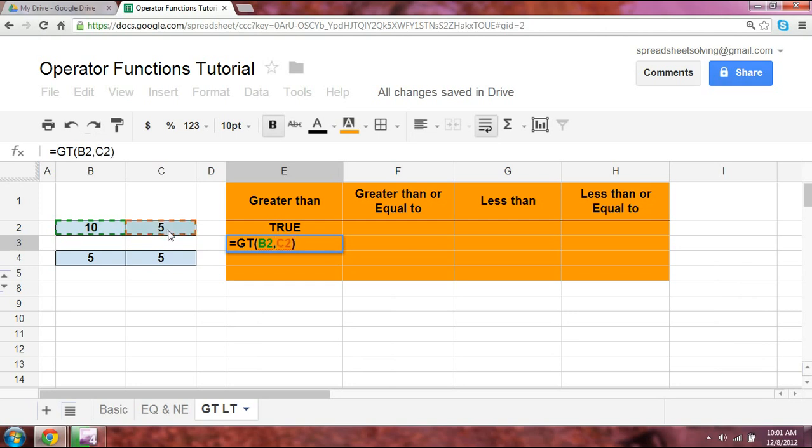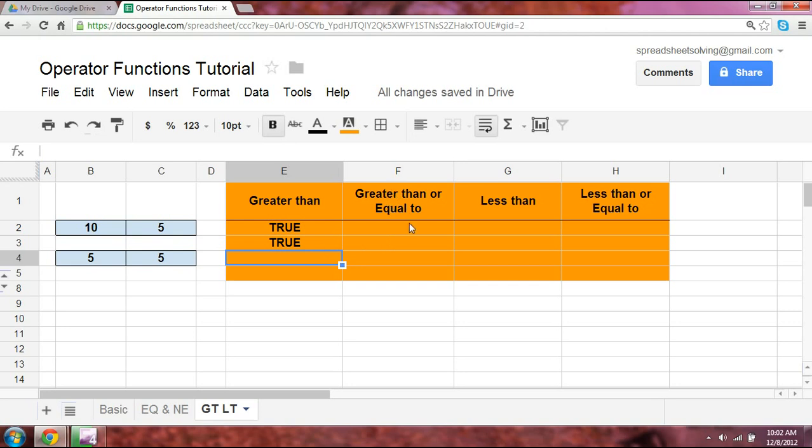I want you to keep in mind that when you use an operator function GT, the order matters. So the first one followed by the second one, you are basically saying is the first argument greater than the second. You can't flip these, otherwise you get a different result. Okay, so in our case, we want to ask the question, is cell B2 greater than C2? And in that case, we've ordered this properly. So the answer is true.